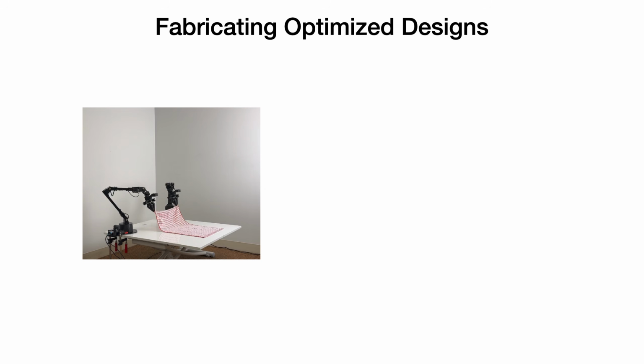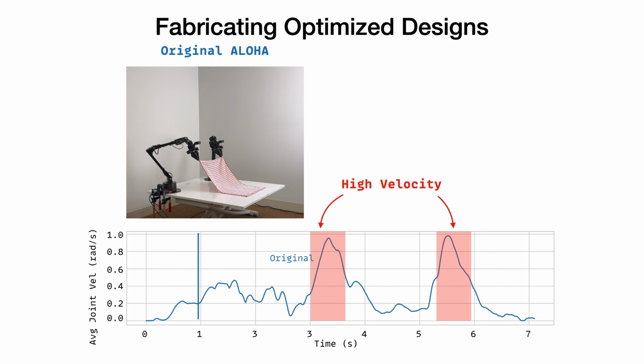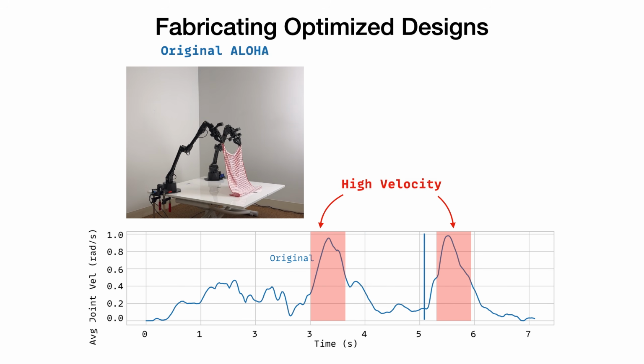Finally, we wanted to stress test the system to see if its optimized designs can be fabricated with real hardware. For these real-world experiments, we chose flinging for cloth unfolding. This practical manipulation task is not just challenging because it involves dynamic high-velocity flings, but also because it demands robustness to mismatched physics, from cloth friction to aerodynamic drag. When we tested this task with the original Aloha design, we found that even with a lot of effort, it struggled to even track the trajectories.